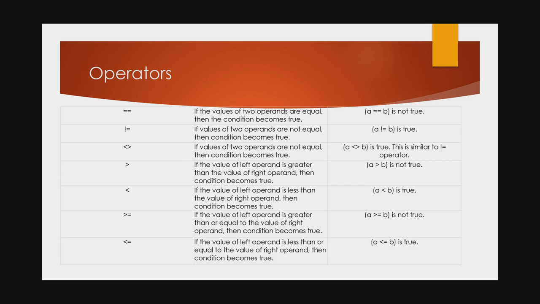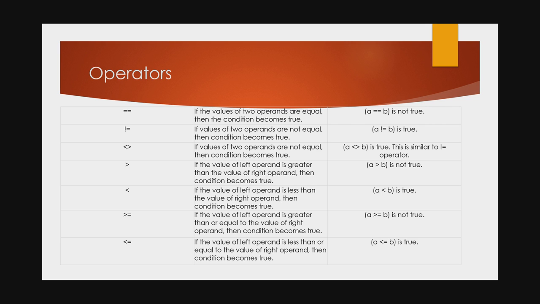Here are just some more operators that we'll be using. On the right hand side, you can see the examples that we probably will be using when programming with these operators. So the double equals: if A is equal to B, then it's not true. If A is not equal to B, then it is true. If A is greater than B, it's not true because B is greater than A. If A is greater than or equal to B, that's not true as well. If A is less than or equal to B, it's true.